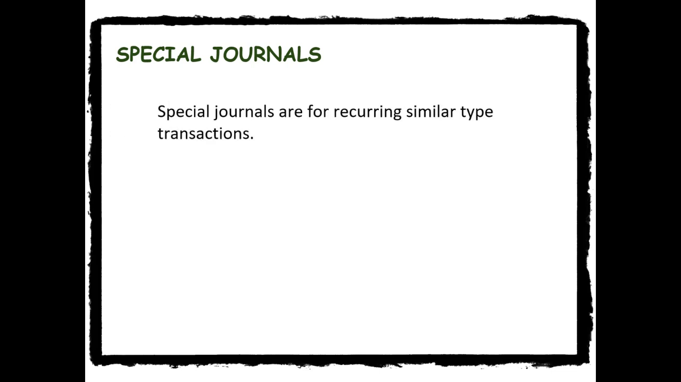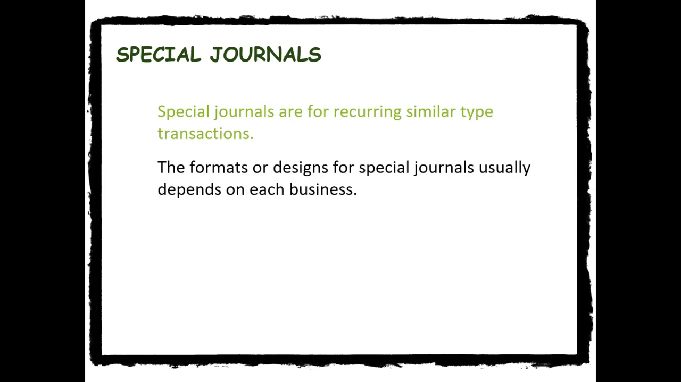Next, we're going to talk about special journals. A brief introduction will be given for special journals. Then we're going to list out the special journals and talk about when we would use them and how they look like. Special journals are for recurring similar type transactions. The formats or designs for special journals usually depend on each business. It means the number of columns, column headings, and so on depend on what is best suited for each business.